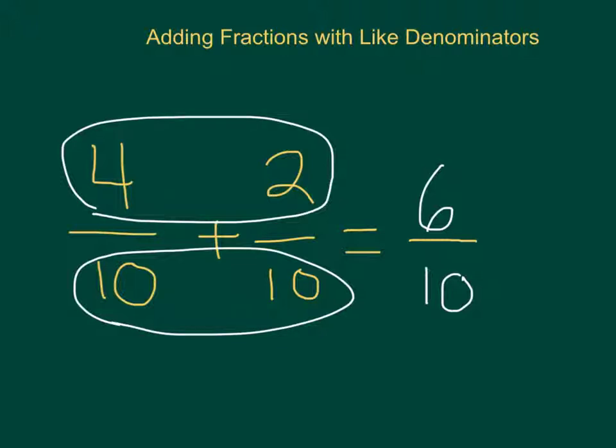Now, knowing what I know about even numbers, and when I have a numerator and a denominator that are both even numbers, I know that that can be simplified or reduced to a lower term by dividing by 2. So if I divide 6 by 2, I get 3. And if I divide 10 by 2, I get 5. So after I reduce my 6/10 to its lowest form, I get 3/5.